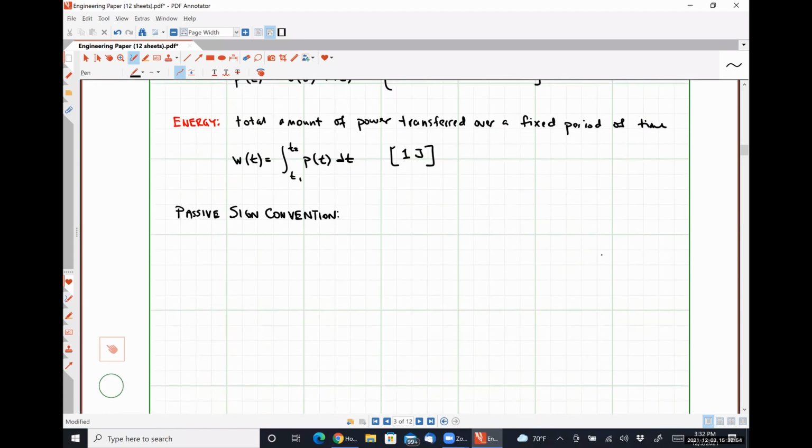So let's say that I have a generic circuit element and I have a voltage drop VA over this element. Positive polarity on top, negative polarity on bottom. Let's say that I have a current flowing through element A. And it is flowing into the positive polarity terminal and out of the negative polarity terminal.